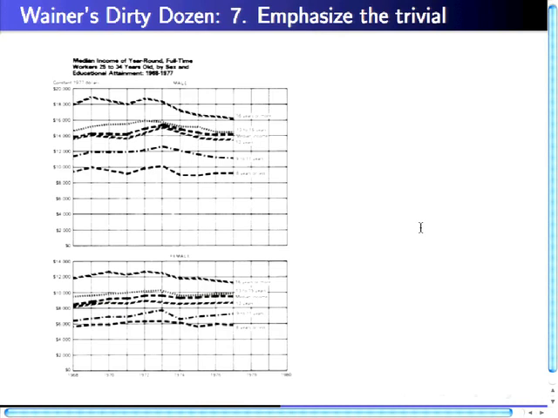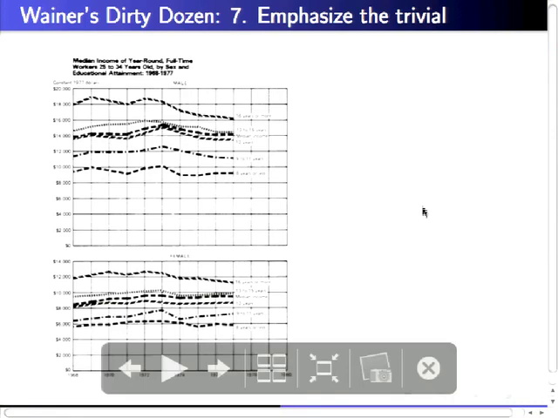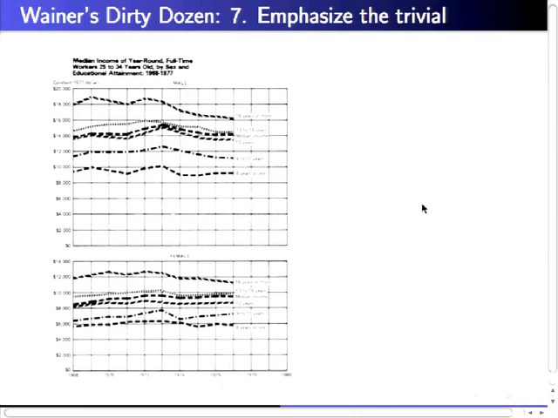Is it maybe his categories are specific, and you should lump them together? Like, you've got between 9 and 11 years, you've got 12 years, 13, 16, a difference of 2 years. So you're saying that what you're looking at is the years of education, and it's finely cut up, and maybe you could lump it together. That might be true, but that's still not what Wainer means by emphasizing the trivial. Were you going to say something?